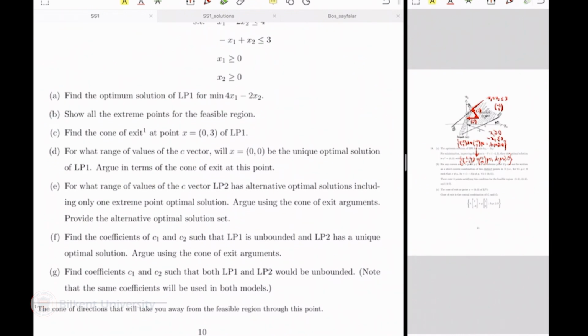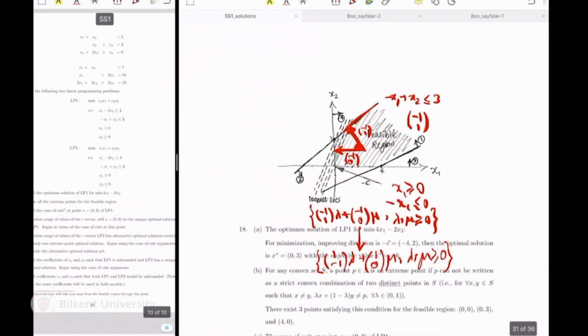And then it's saying that argue in terms of the cone of exit at this point, but without saying it, it's obvious that we need to use cone of exit because it's the same objective. We need to find for what ranges of the objective function I'm gonna get point 0 and 0 as the optimal value. So we can repeat this for point 0 and 0. Let's do this.